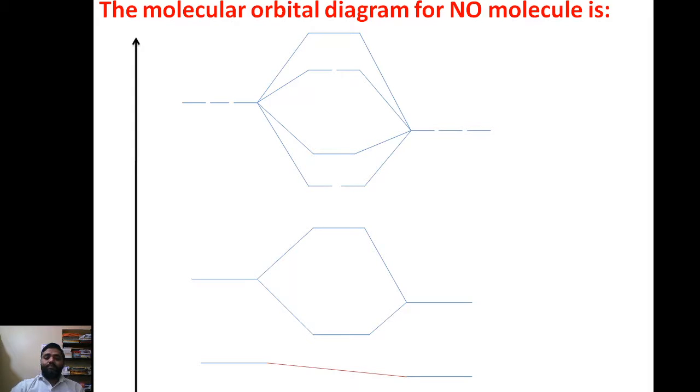Then unequal distribution means what? You can look at this diagram. This is the above side, this is the below side, because of the different electronegativity of the two atoms.